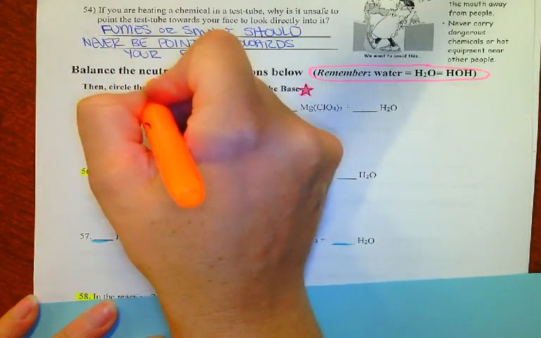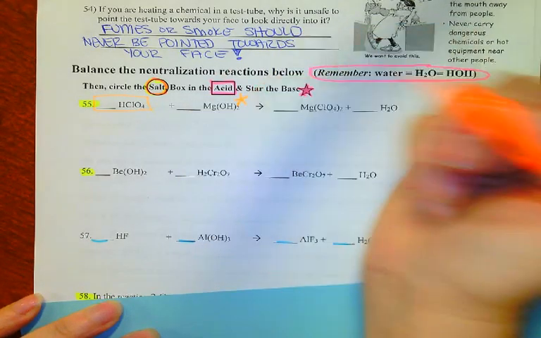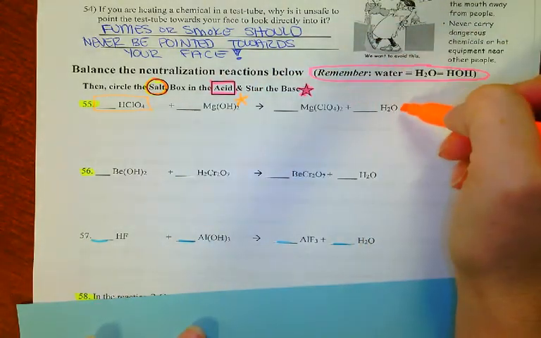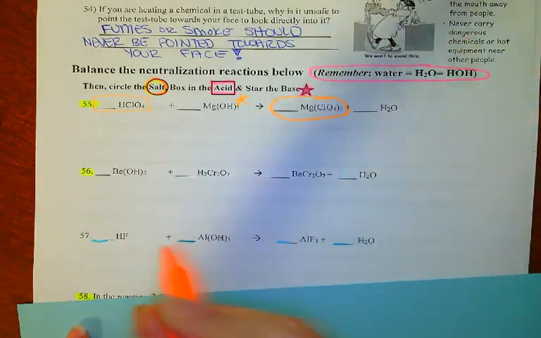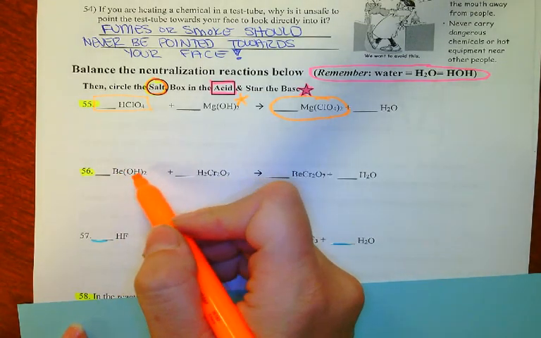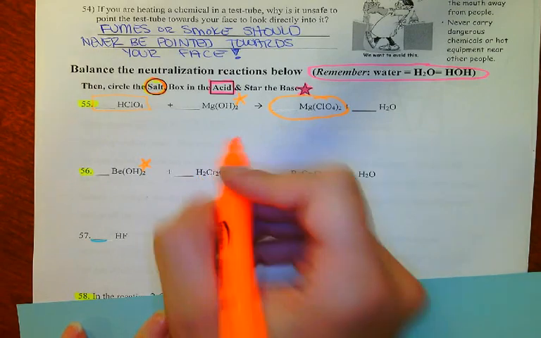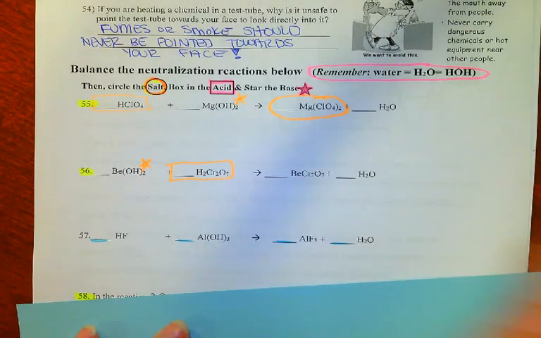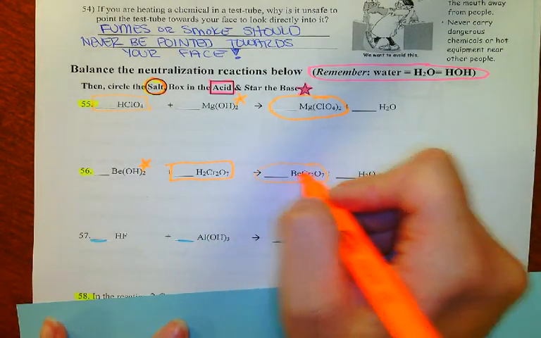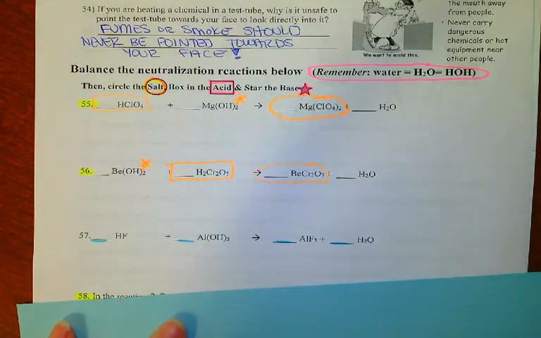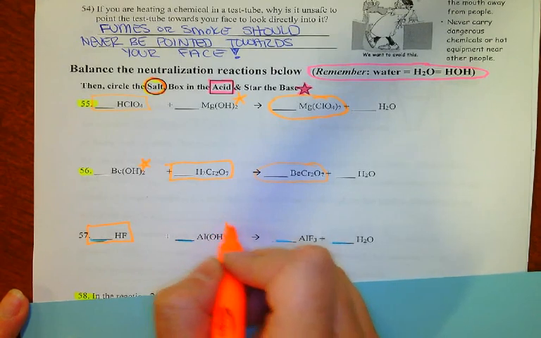Mg(OH)2, that's the base, and an hydroxide. That's my water, so that means this one is the salts. For this one, beryllium hydroxide, OH, that means it's a base. H2Cr2O7 is my acid, making water and that thing, which must be ionic, because it's a metal and nonmetals. HF, that's hydrofluoric acid. If it ends in OH, it's a base. There's my water, so there's my salts.